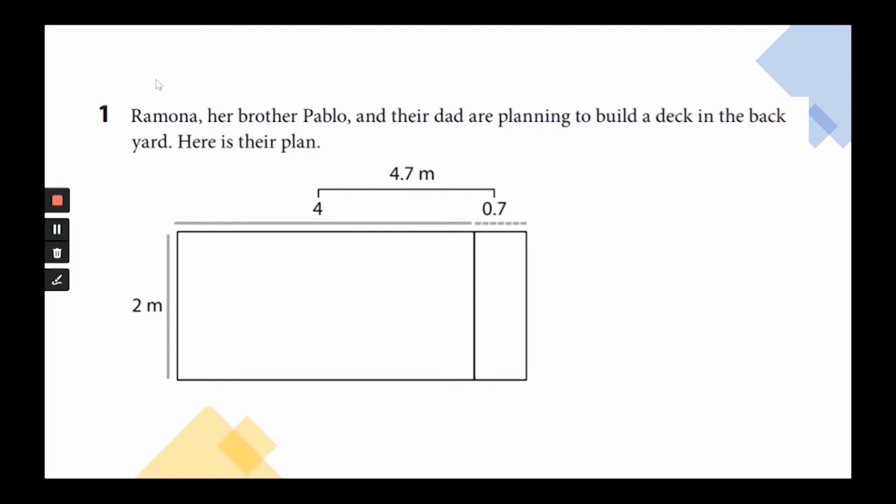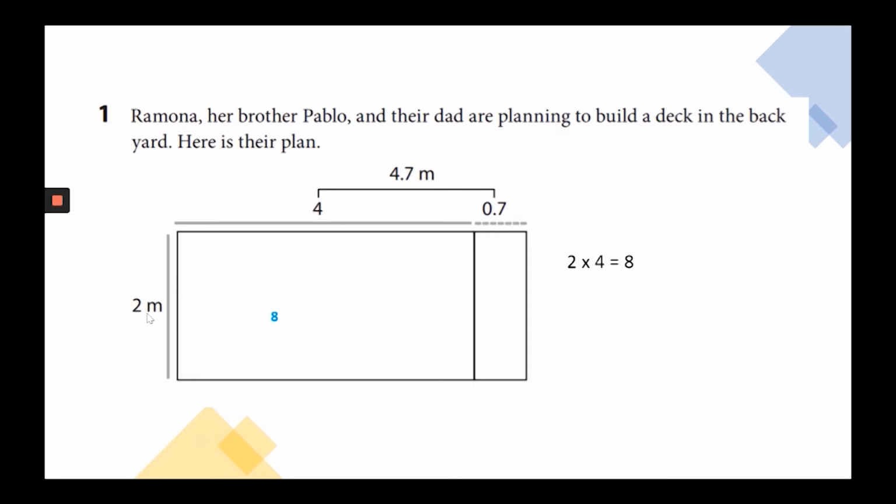Okay, for area, that's what we're looking for. We want to find the area of their deck. We always multiply length times width. So 2 meters times 4 and 7/10 meters. But notice up top, they broke it down into a 4-meter section and then a 7/10 meter section. So first we can just multiply 2 times 4, 8. And then we have to multiply 2 times 7/10.